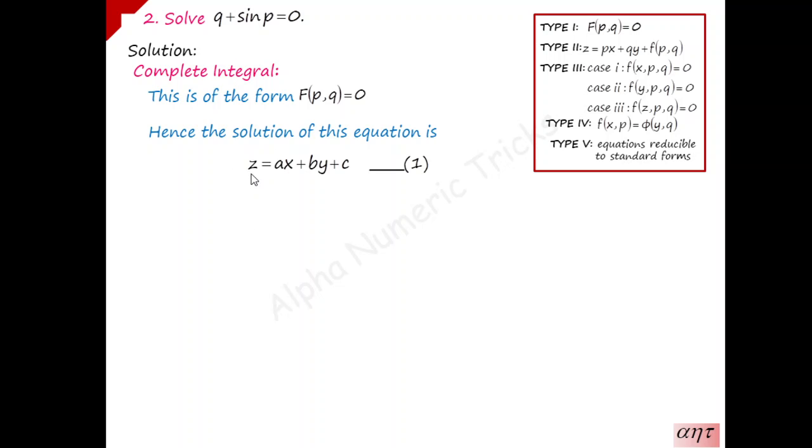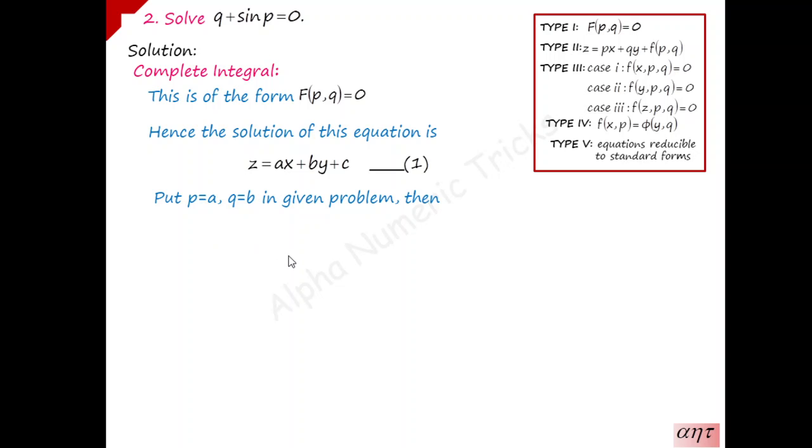This is the same for all the problems: z = ax + by + c, number that as 1. Now, you know that a complete integral consists of two arbitrary constants because we have two independent variables. So you have to reduce 3 constants to 2 arbitrary constants. For that, we make use of the substitution p = a and q = b in the given problem. This also you have to remember.